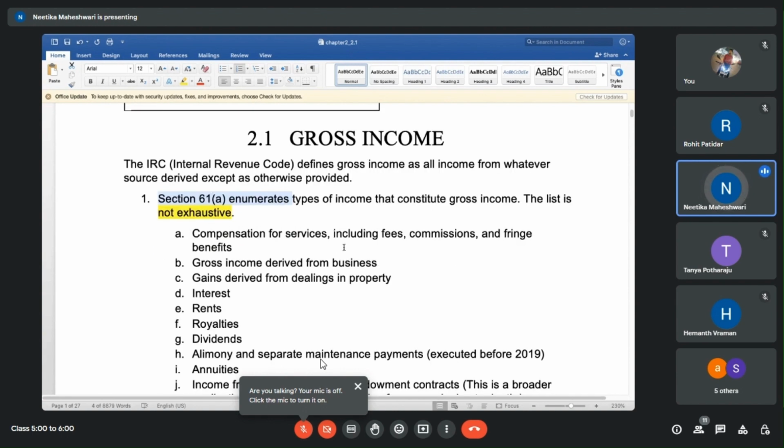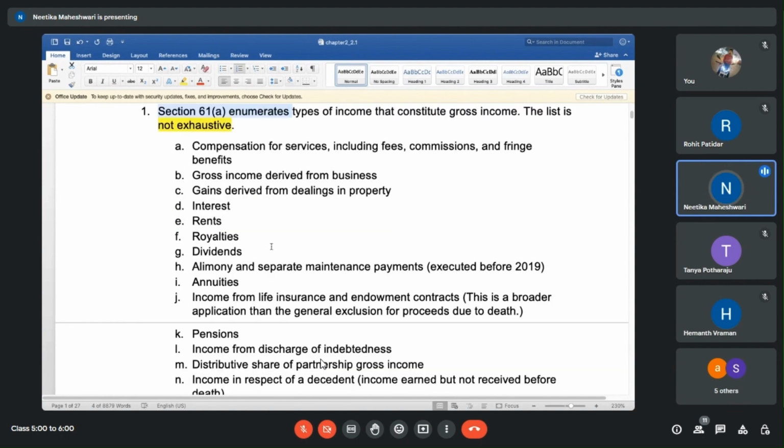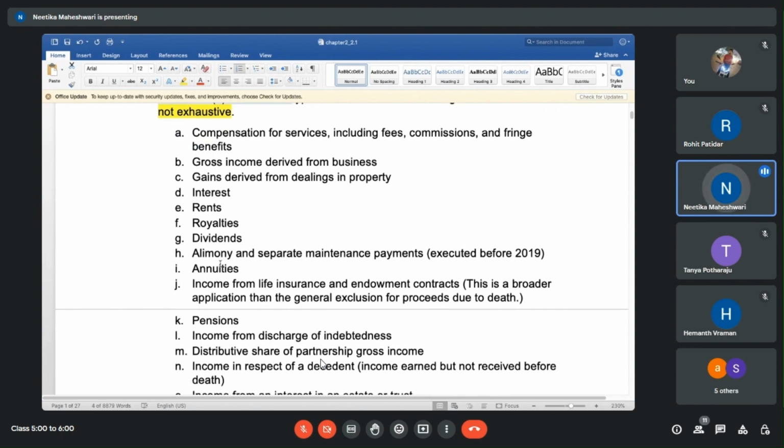Section 61 is talking about all kinds of income, compensation for services. This could include fees, commission, benefits, besides obviously wages and basic salary. Then business, property, interest, rent, royalties, even that's a form of income. Annuities are like some kind of investment, where periodically the person is putting in the money, and every year they're getting something back. It's more of an investment kind of income.